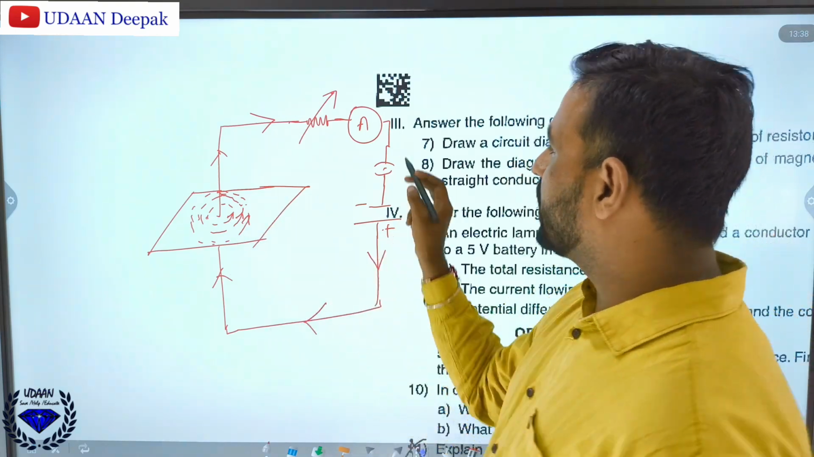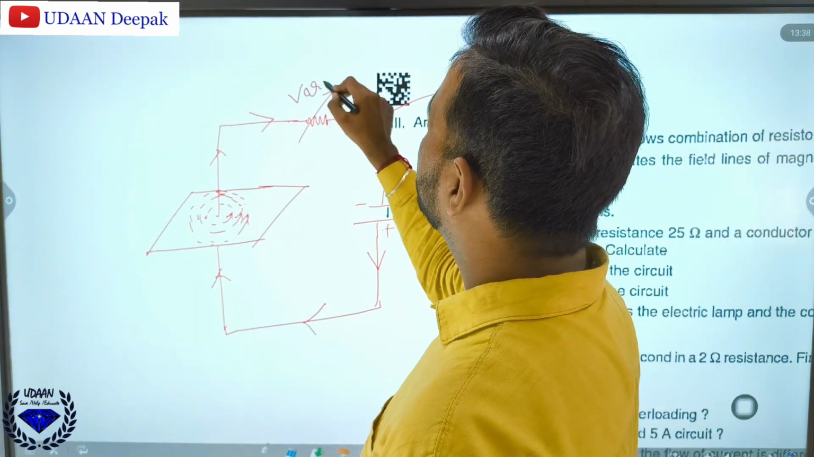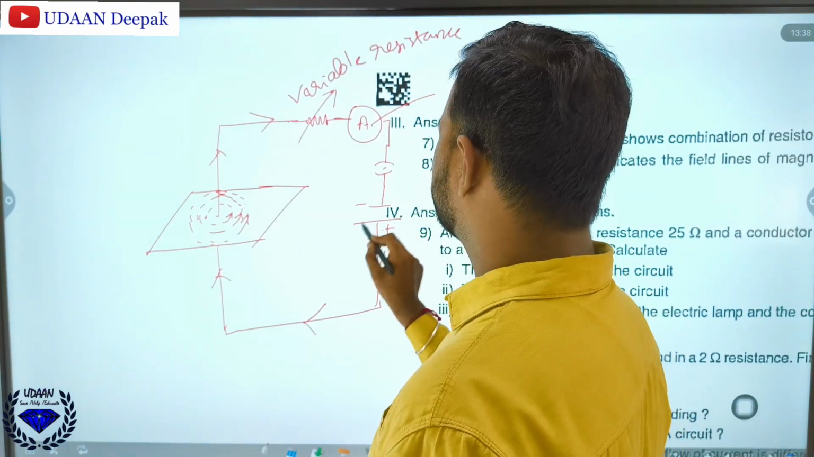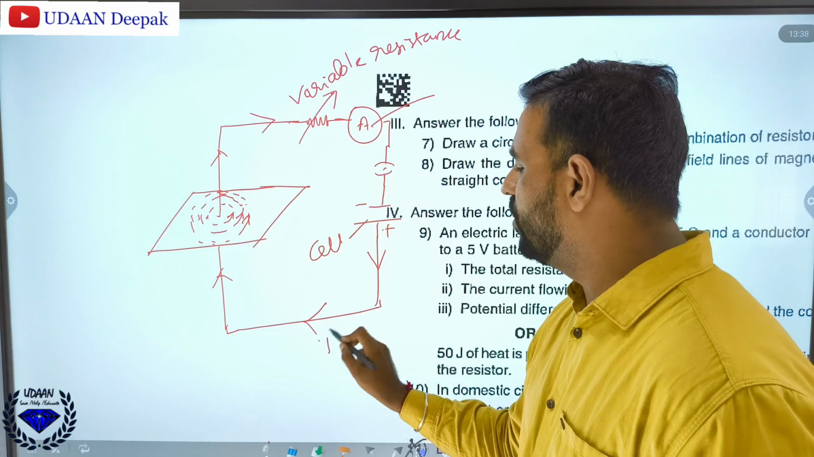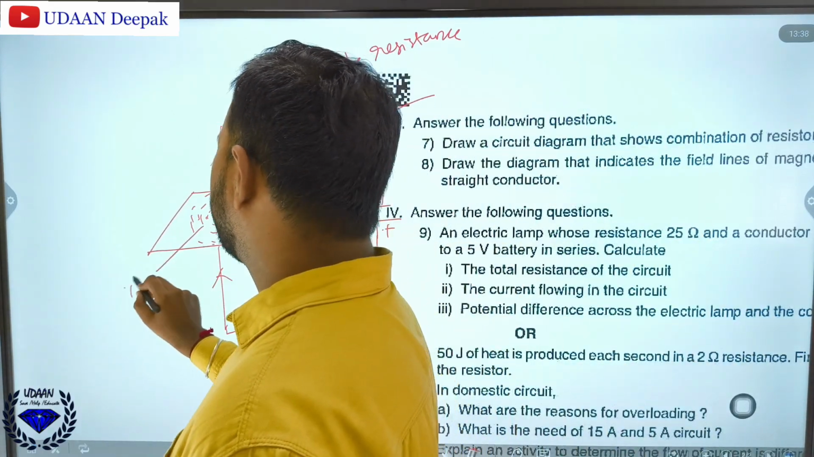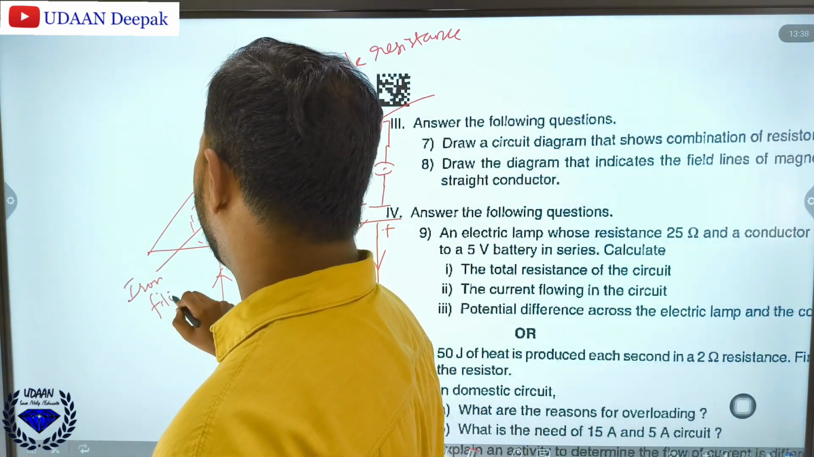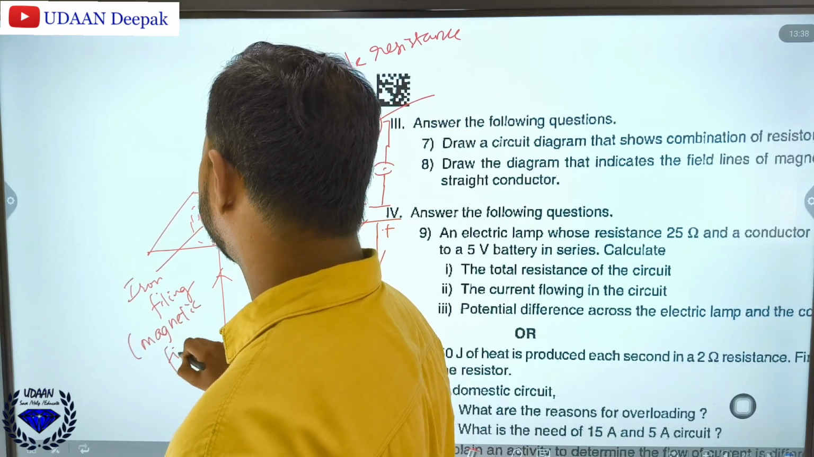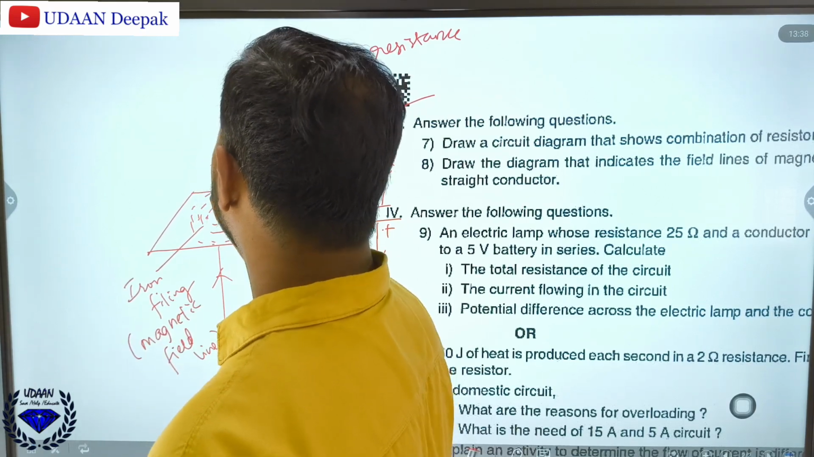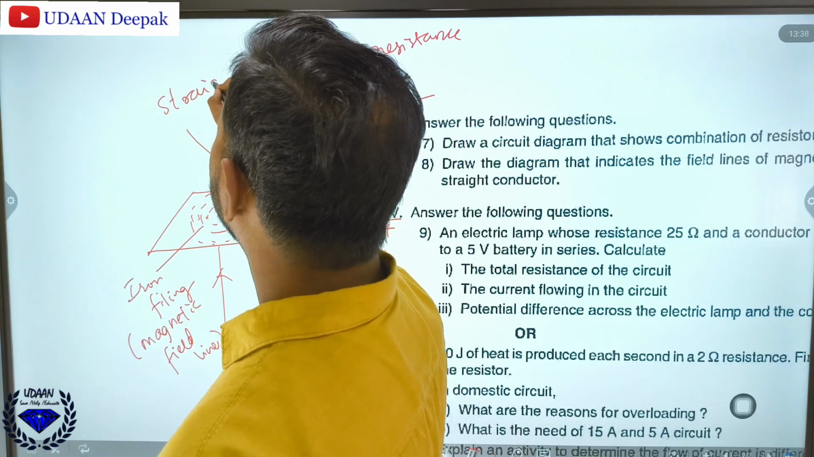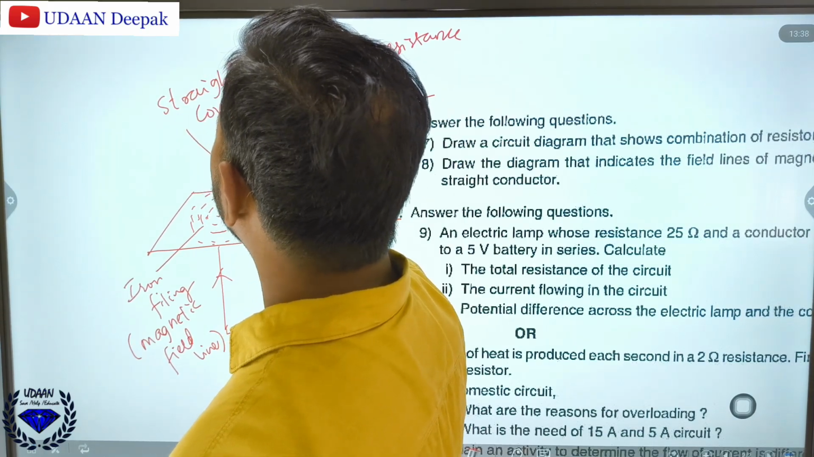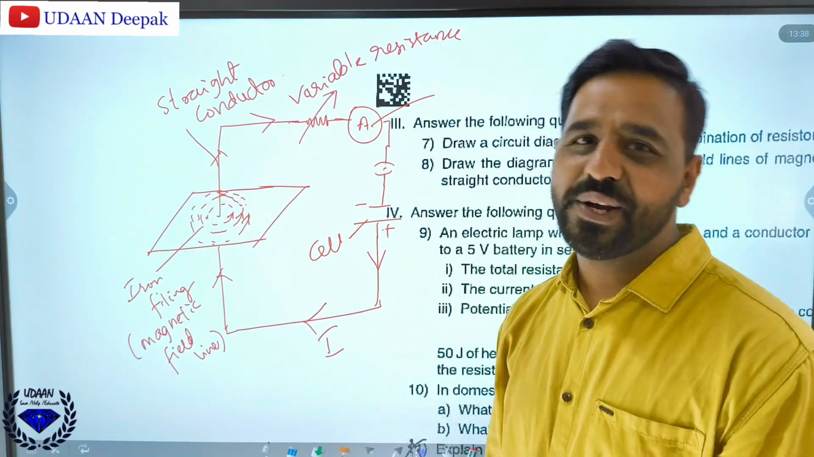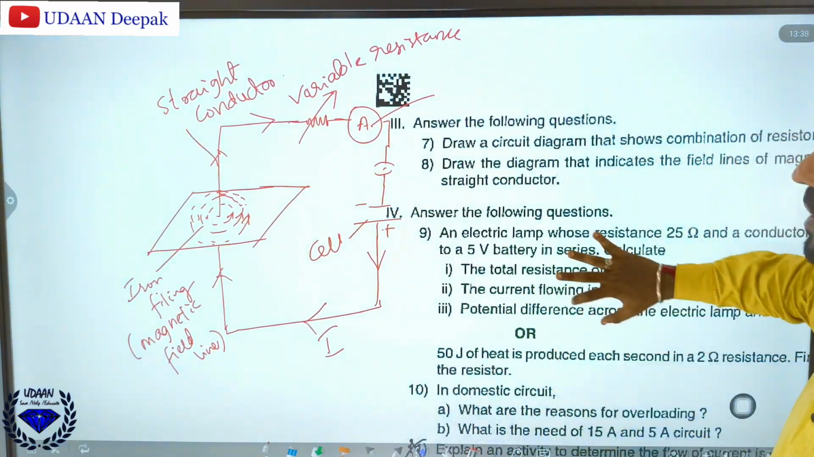I hope you got it. You should write: this is ammeter, this is variable resistance. Here it is a single one, so you can write cell or you can write battery also. This is current I, and this is iron filings, or magnetic field lines. You can write magnetic field lines here, and this is a straight conductor or wire. Like this you should be able to write at least 4 names in order to get total 2 marks. So I hope you got up to question number 8.